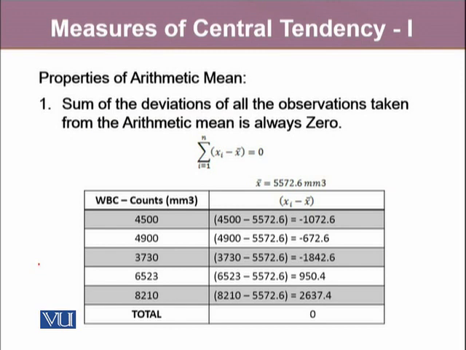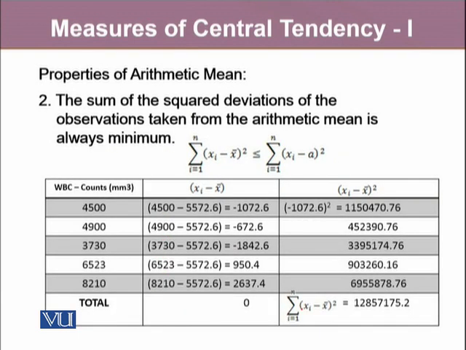Arithmetic mean also has a few mathematical properties. The first among those is that the sum of the deviations of all the observations taken from the arithmetic mean is always going to be 0. We know from the previous data that our arithmetic mean is 5,572.6, and if we subtract this average from each cell count, we will get some numbers, and if we add them all up, the sum is going to be equal to 0.